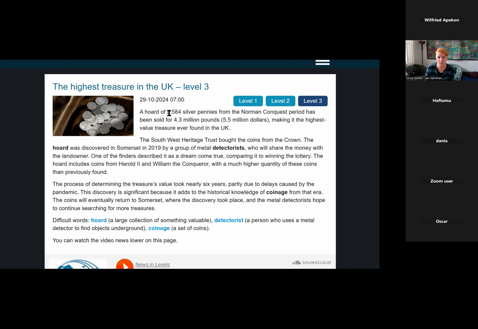We've got a hoard of 2,584 silver pennies from the Norman conquest period has been sold. So we're in the passive voice now. Has been sold for £4.3 million, making it the highest valued treasure ever found in the UK. Right. So now we're not talking about the finding, we're talking about it. Has been sold is our verb. All right. Plus there's a comma here.